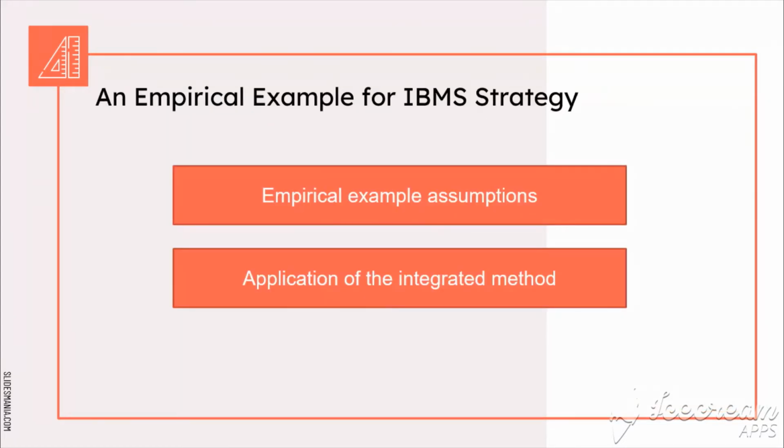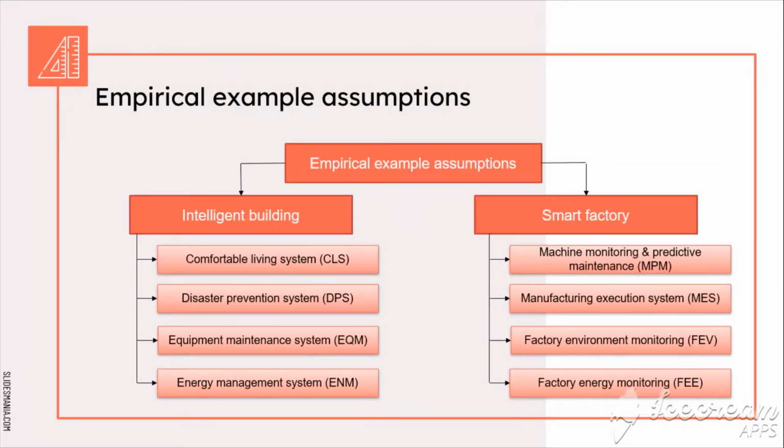Next is the work on the empirical example for IBMS strategy. There are two stages of work here. First is the empirical example assumption, and second is the application of the integrated method. The empirical example assumption is divided into two categories, which are intelligent building and smart factory. For each category, four alternatives for the decision hierarchy are formed based on the formulated criteria and ANP procedure.